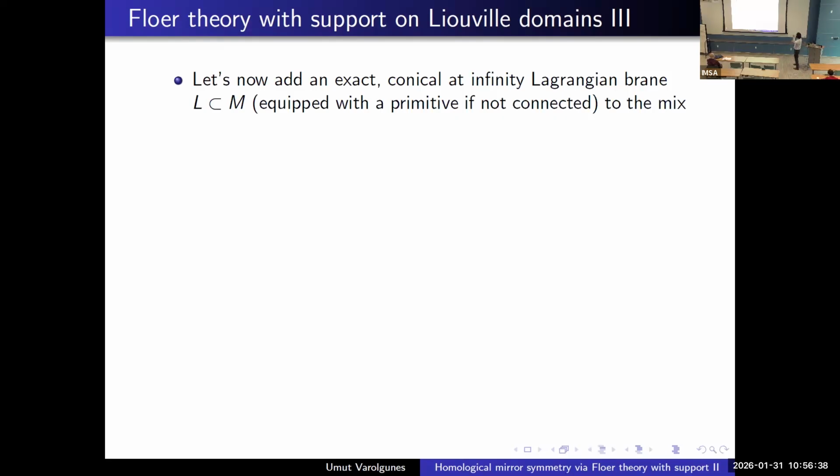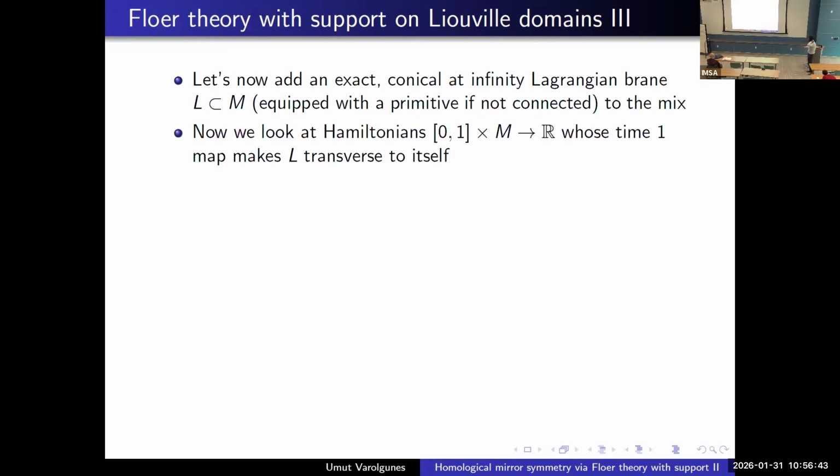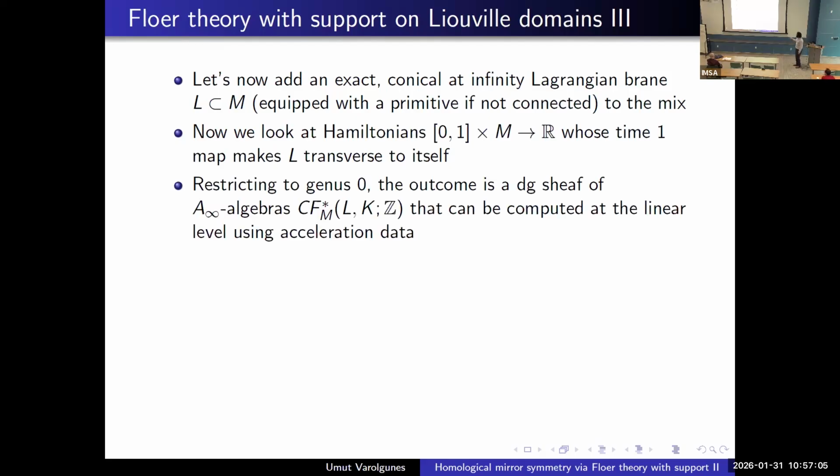So now let's also include a Lagrangian. Let's take an exact conical at infinity Lagrangian brane. Then instead of looking at Hamiltonians that depend on S1, periodic Hamiltonians, now I'm looking at Hamiltonians that depend on [0,1]. And this Hamiltonian should make the Lagrangian transverse to itself if you move it with the Hamiltonian field. Now these are going to be the objects of your multi-category. And again, if you restrict to genus 0, the outcome is like a sheaf of A infinity algebras that can be computed at the linear level using acceleration.